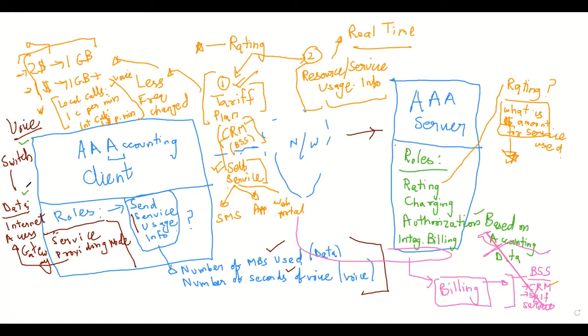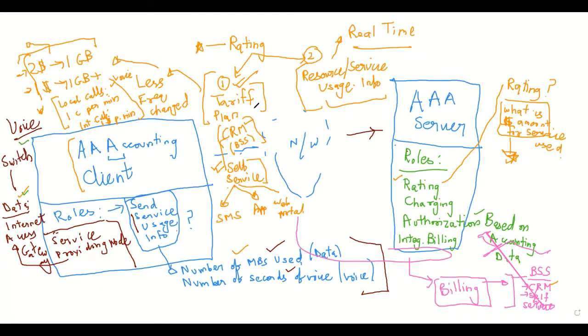And how they'll do that is, in the case of data, there is some kind of an internet access gateway, which has some kind of AAA accounting client associated with it. Together they send the service usage info, which in this case is bytes consumed, over to some AAA server, which does the rating, which tells me, okay, this guy consumed 1 GB in 1 minute. What amount should I deduct from his wallet?